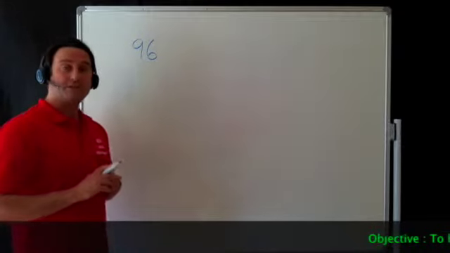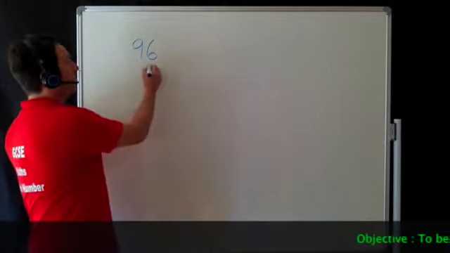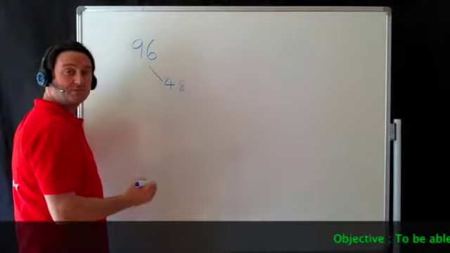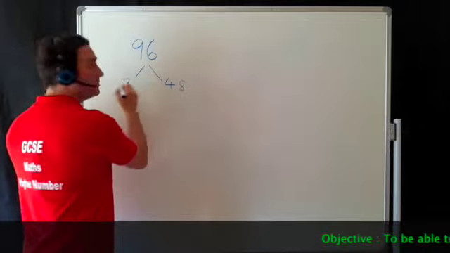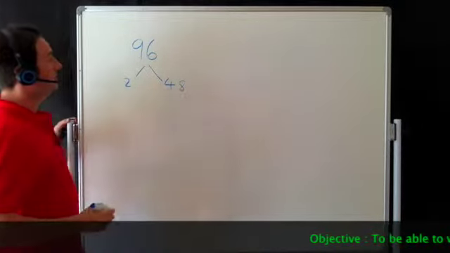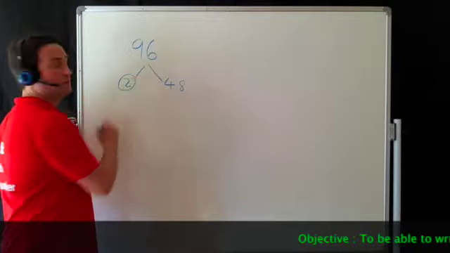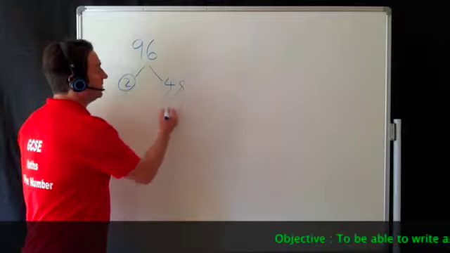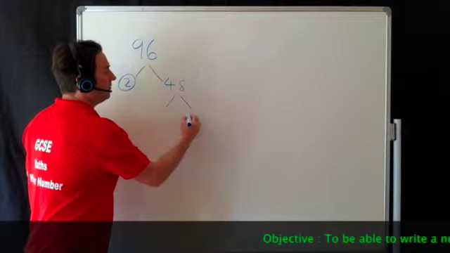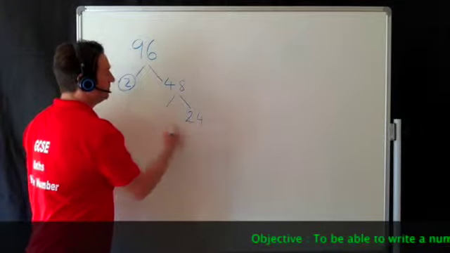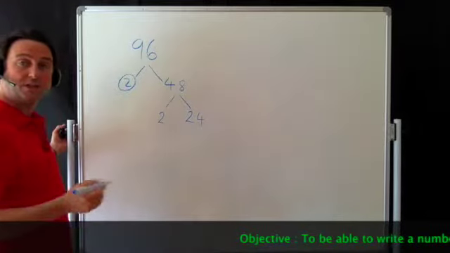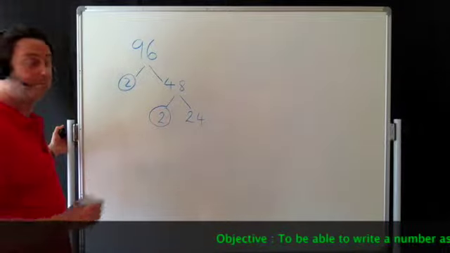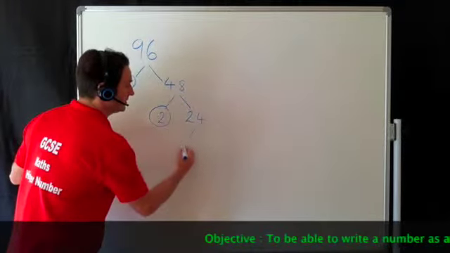If we take our first number, 96, I'm going to start off by halving this number. Half of 96 is 48, and I know that 2 times 48 gives me 96. I also know that 2 is a prime number. 48 is not, but I can halve this again. So half of 48 is 24, and 2 times 24 gives me 48, and I know 2 is a prime number. I can continue doing this.